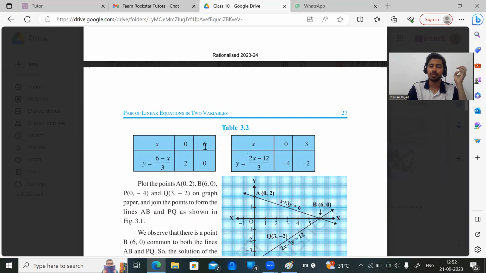Similarly, what happens if you put x equal to 6? This 6 minus x becomes 6 minus 6, which is 0. 0 divided by 3 is 0 only. So that's why you get 0 here.